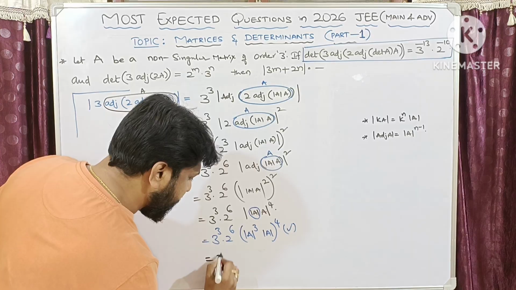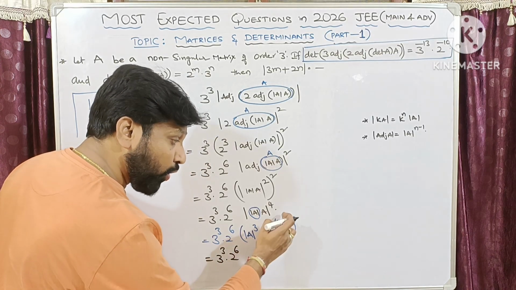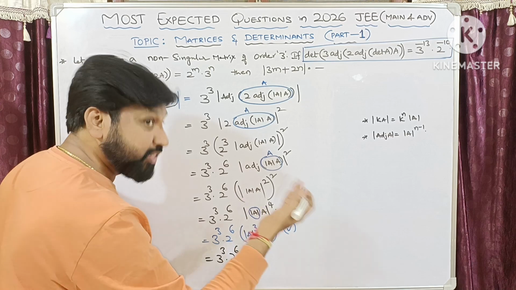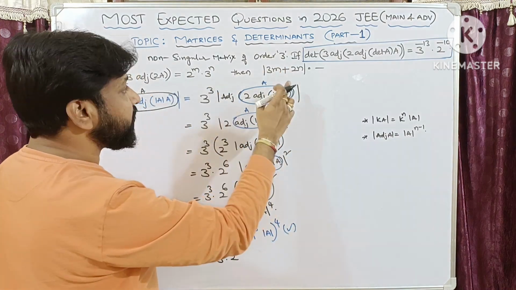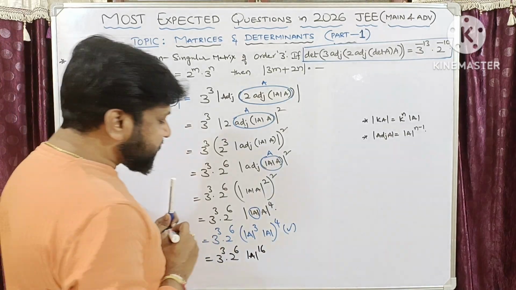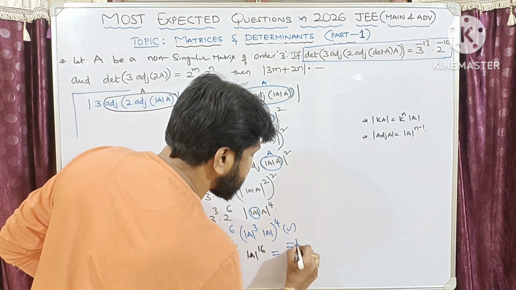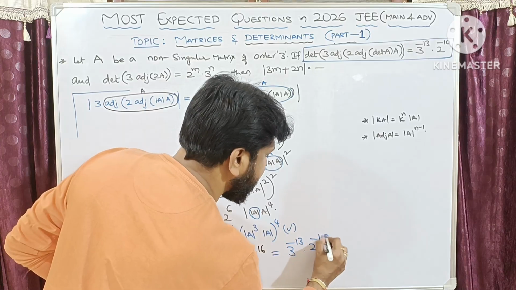Now this can be written as 3 cube into 2 power 6 into (det A cube) power 4, whole power 4, that is det A power 16. Det A value is not given, so det A power 16. Now this value is equal to what is given: 3 power minus 13 into 2 to the power of minus 10.